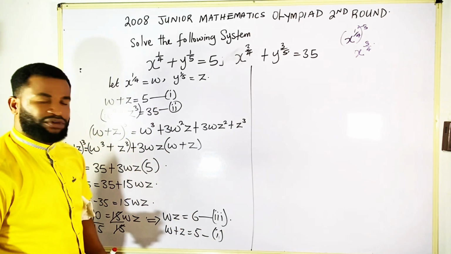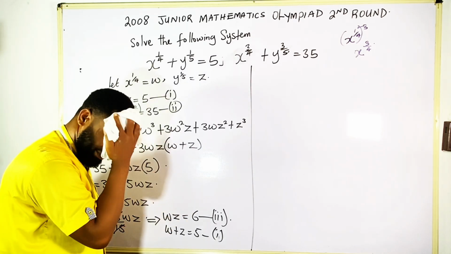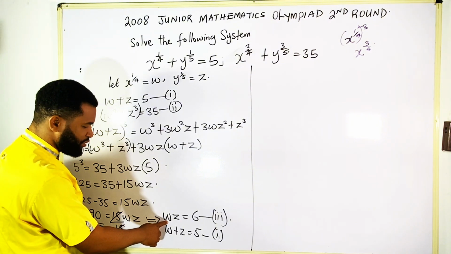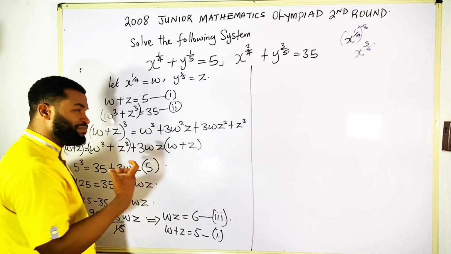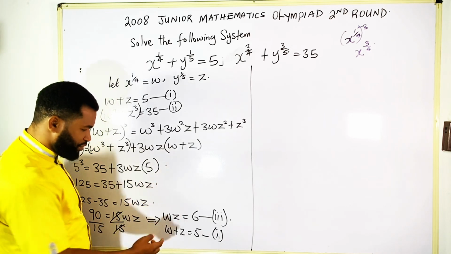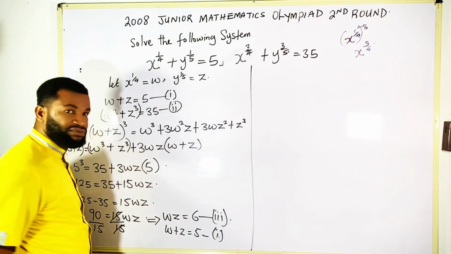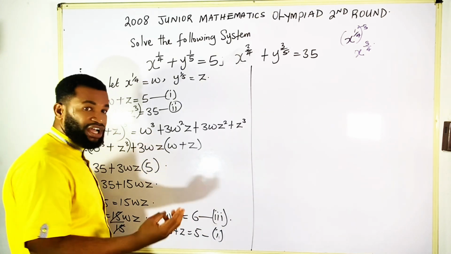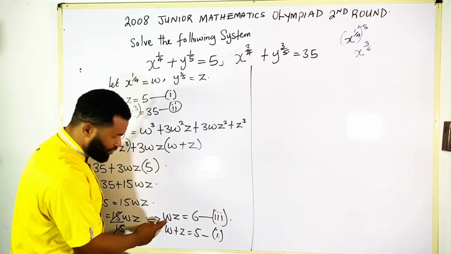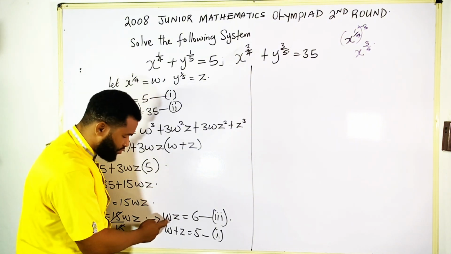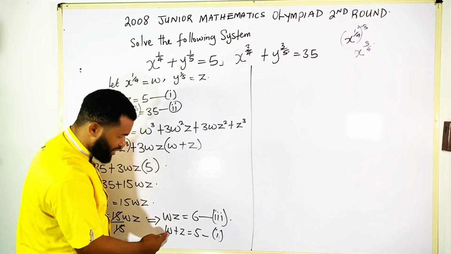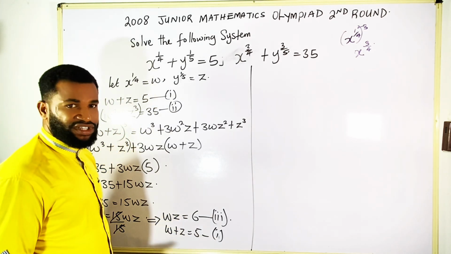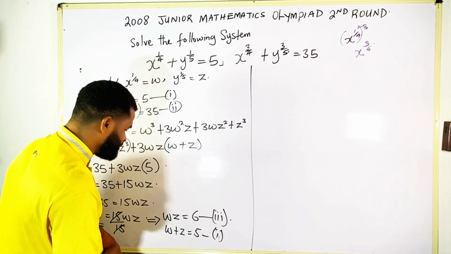So see, what you realize is this. w times z equal to 6 simply means it must be 2, because if I solve this simultaneous equation, I should have 2. Let's solve these two simultaneously to see what happens. I should have 2 and 3, because if w is 2 and z is 3, 2 times 3 should be 6, and 2 plus 3 should be 5. So you can conclude that.